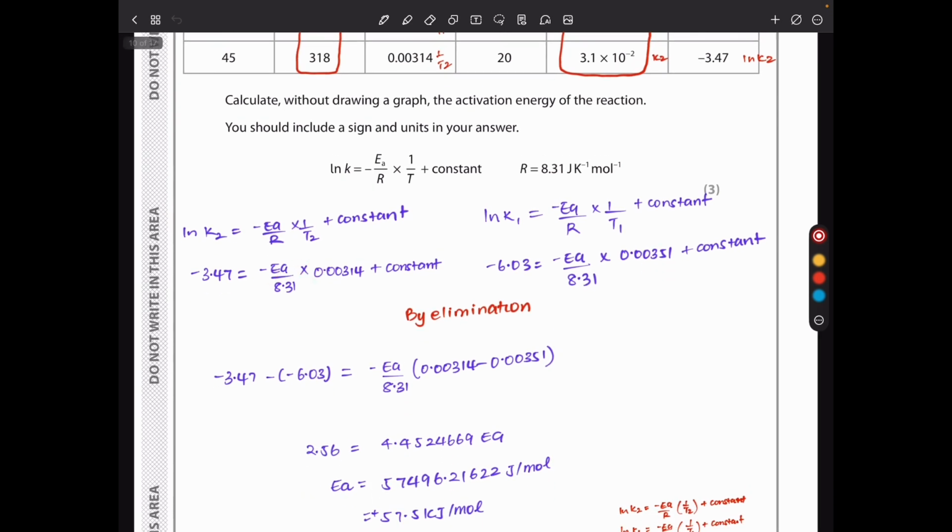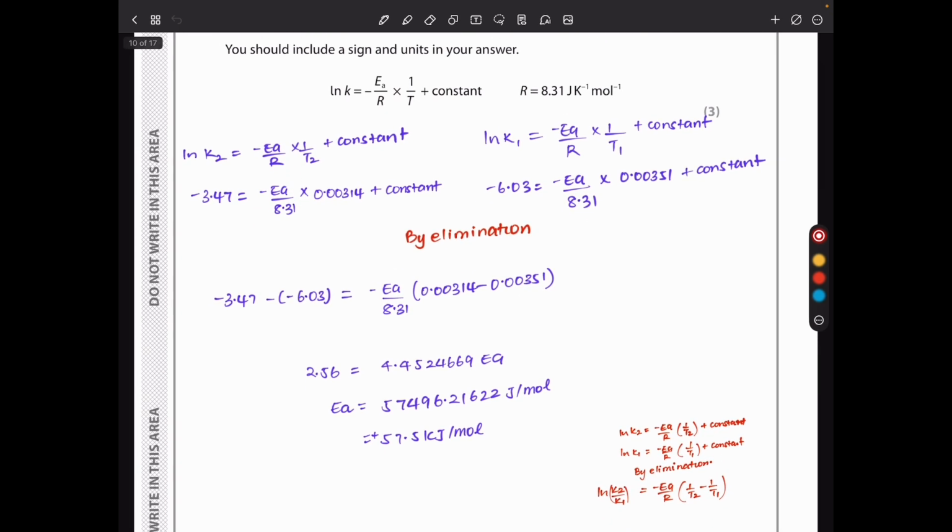And then this equation and that are going to be solved simultaneously by the elimination method, meaning this equation minus that equation will give me that minus that equals this minus that. Because they have the same negative EA over R, it's going to be outside, and the rest just use a calculator.